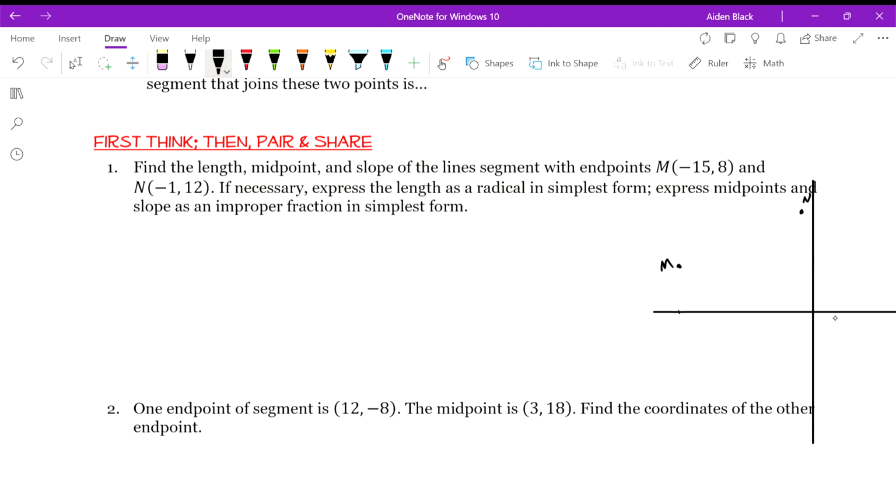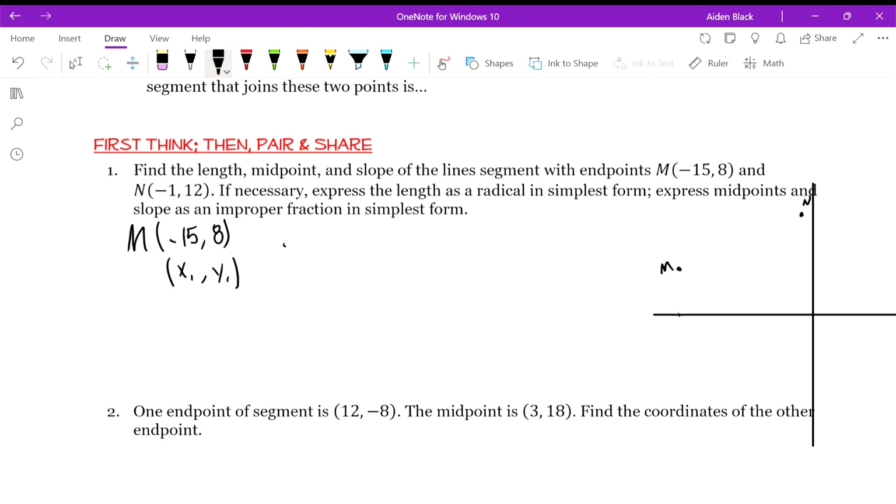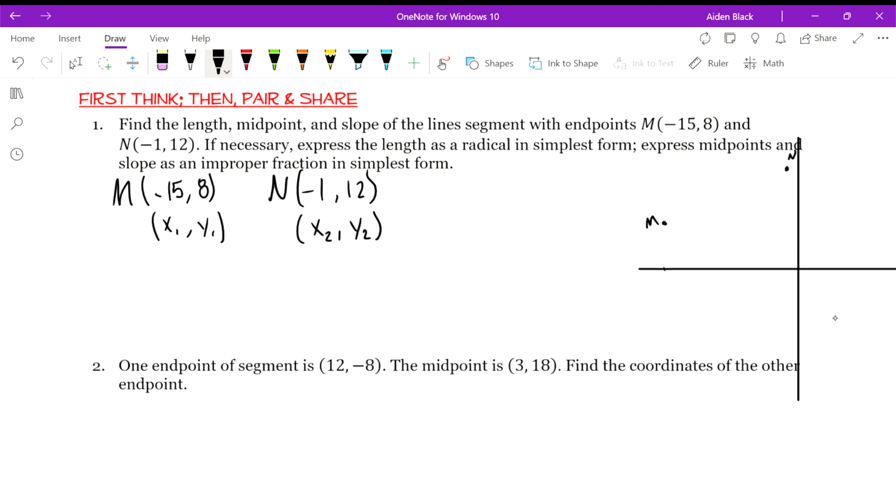So let's try it out. And I'll just write these like this. M would be our first point, which is located at negative 15, 8. Since it's our first point, call it x1, y1. So for the first point, use those little subscripts of 1. N would be our second point, located at negative 1, 12. And since it's our second point, x2, y2. So let's try it out.